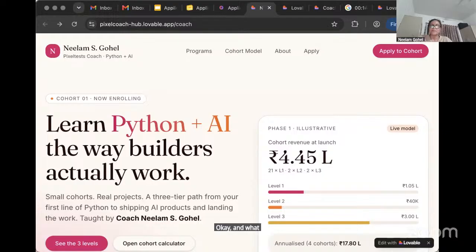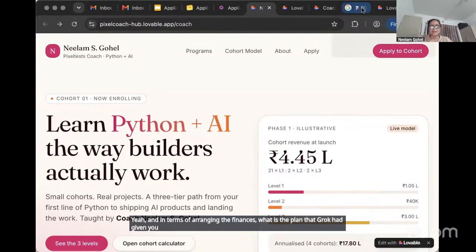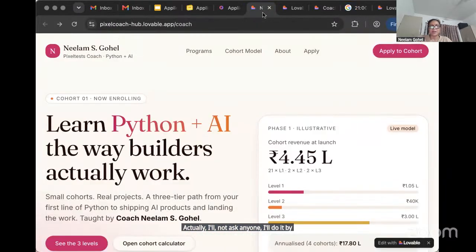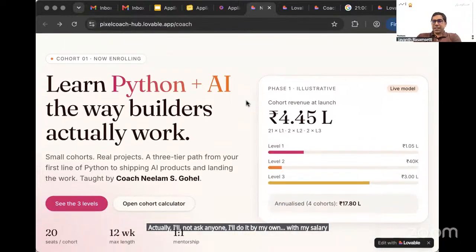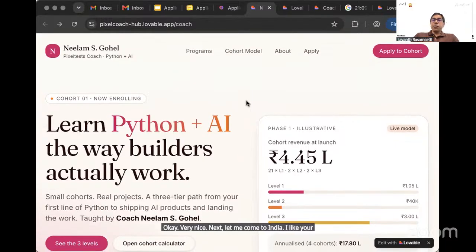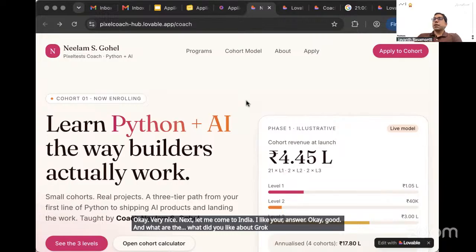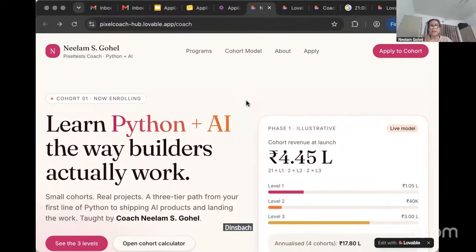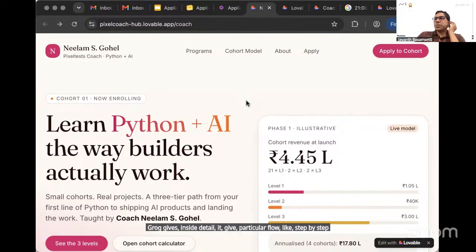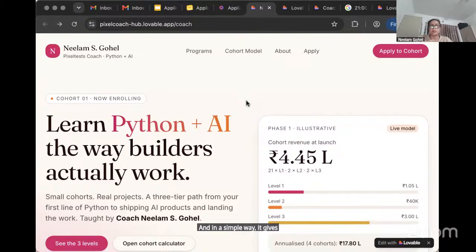And in terms of arranging the finances, what was the plan that Grok had given you? Actually, I'll not ask anyone. I'll do it on my own with my salary. Okay, very nice. Next level commitment. I like your answer. And what did you like about Grok versus GenSpark? Grok gives inside detail. It gives a particular flow, step by step, and in a simple way it gives the output. But GenSpark is very simple and short. It's not giving detail like Grok.